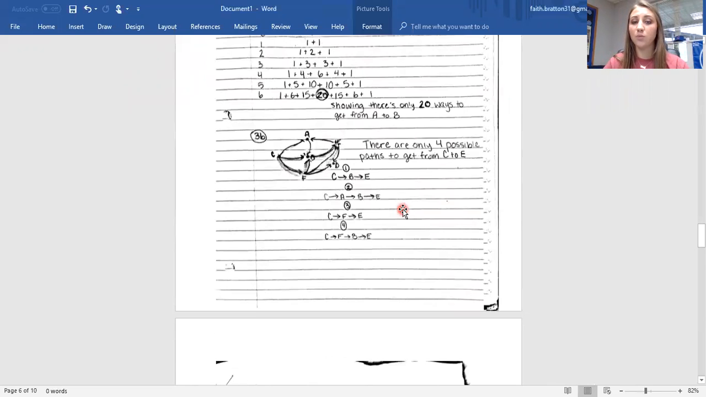Okay, now we go to 3B. There are only 4 possible paths to get from C to E. Okay, C is here and E is over here. So we know that there's only 4 ways by showing C to B, and B to E, C to A to B, and B to E, C to F, and F to E, C to F, F to B, and B to E.